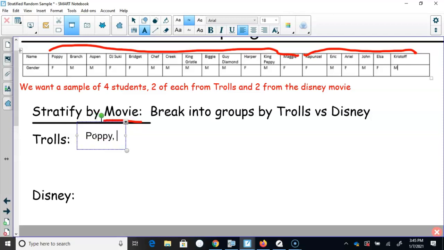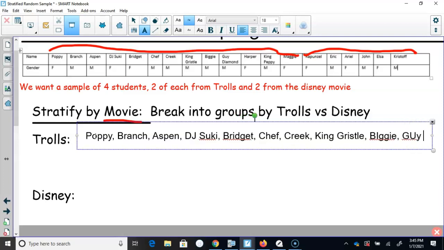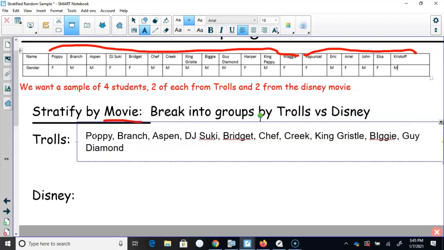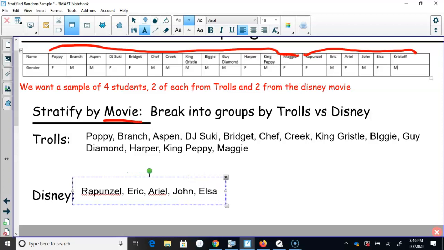I have Poppy, Branch, Aspen, DJ, Suki, Bridget, I love Bridget, Chef, Creek, King, Gristle, Biggie, Guy, Diamond, Harper, King, Peppy, and Maggie, okay? Then I have my Disney characters, right? My Disney characters are Rapunzel, Eric, Ariel, John, Elsa, and Christoph, okay?